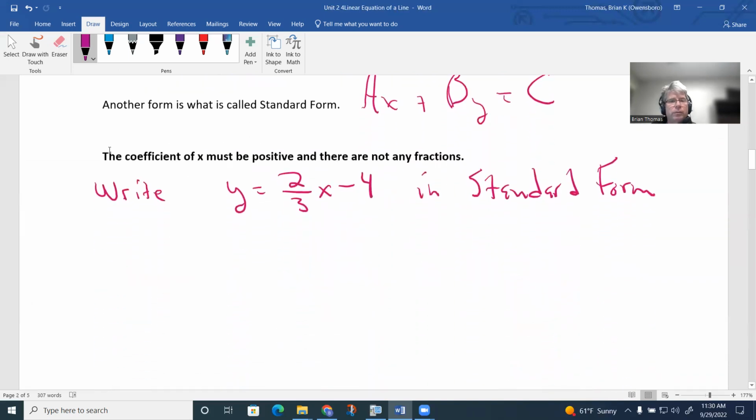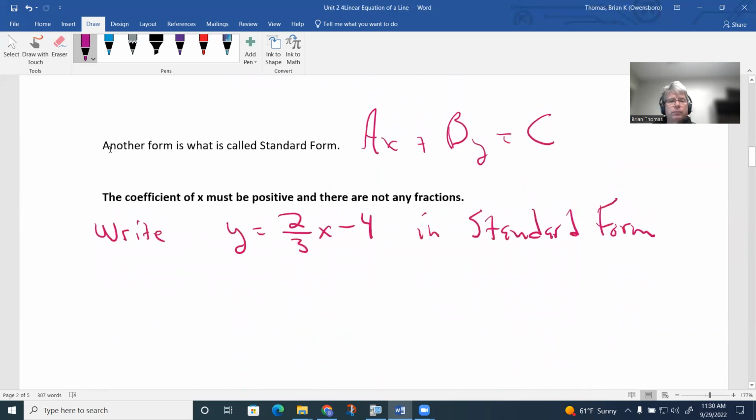Then there's this other form. It's called the standard form. Standard form, we have this ax plus by is equal to c. So the a, the b, and c, they cannot be fractions, and the coefficient of x has to be a positive number as well. So again, the coefficient of x must be positive, and there can't be any fractions present. So none of the numbers present can be fractions.